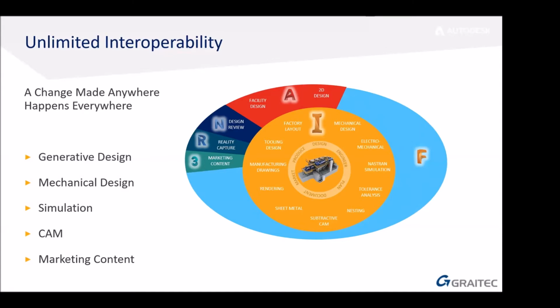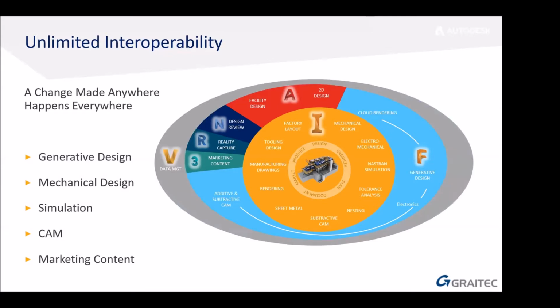So Fusion 360 is cloud-based, and we get a few additional tools like cloud rendering, electronics design, additive and subtractive CAM, and generative design. So different ways of getting to our final design. And to wrap this all together, we get Vault Basic in the box, and that's our data management tool to make sure that everyone's working on the same piece of information.